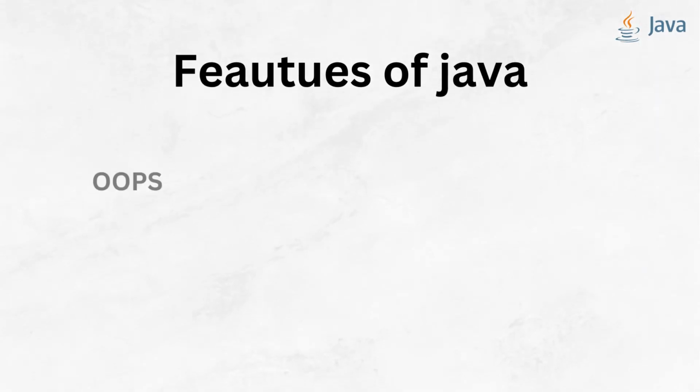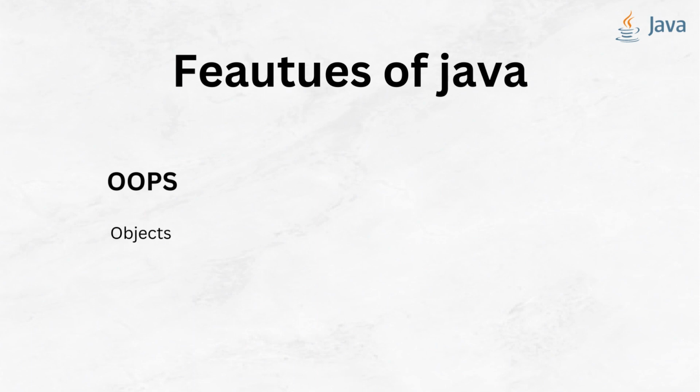One of the key features of Java is its object-oriented programming, OOP, paradigm. With OOP, you can organize your code into reusable and modular components called objects. This approach promotes code reusability, maintainability, and scalability, which are crucial aspects of software development.